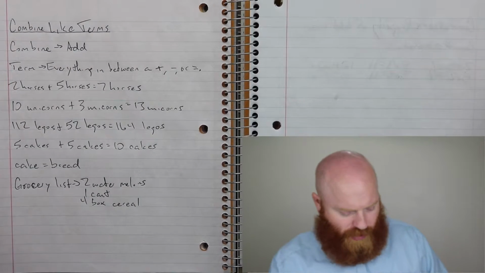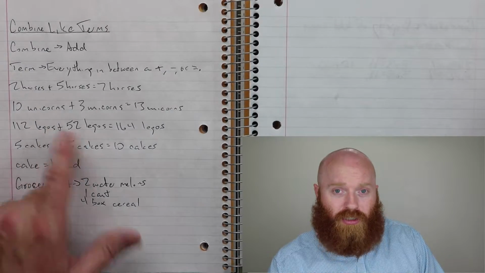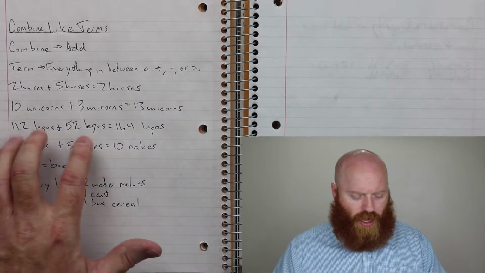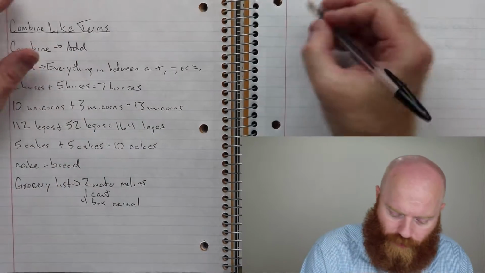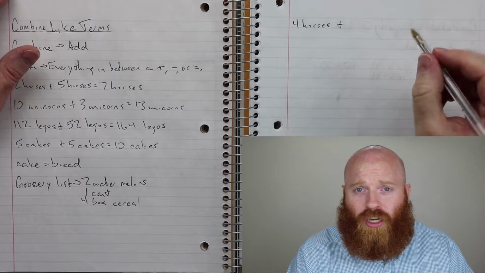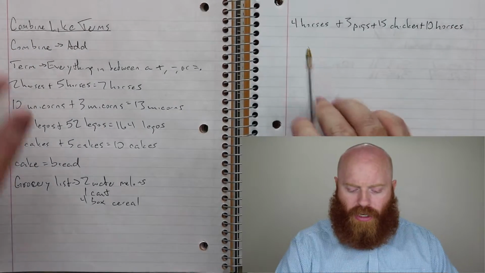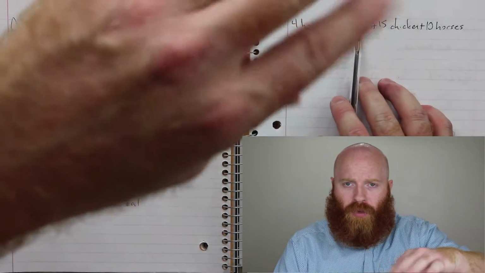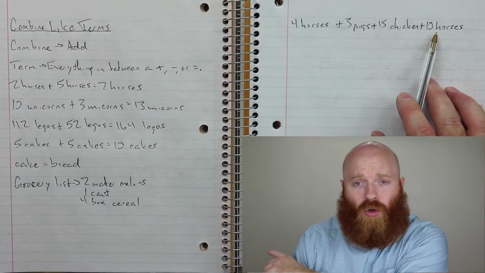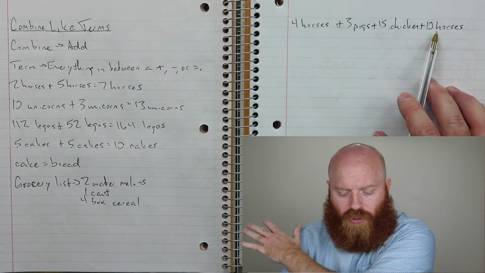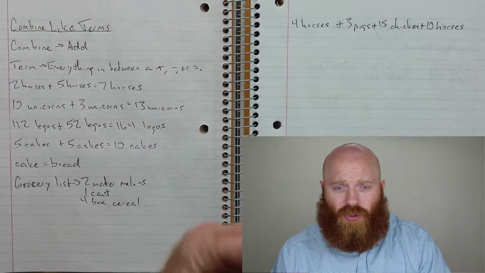Good grief, it's ridiculous. Okay, so what can you do when you're combining like terms? I'll show you when it's more complicated than this, with numbers and variables and unknown quantities. Let's do it right now. Let's say you got 4 horses plus 3 pigs plus 15 chickens plus 10 horses. I got 4 horses over here, 3 pigs in my pig pen, 15 chickens, and over here I got 10 more horses. Could I simplify this? Could I combine some of those terms?